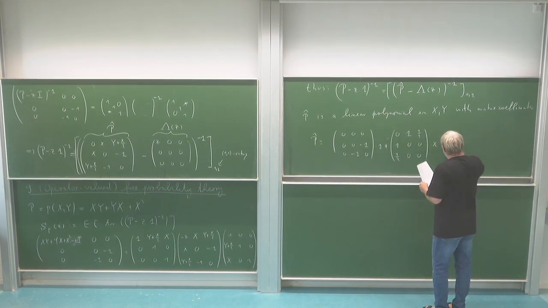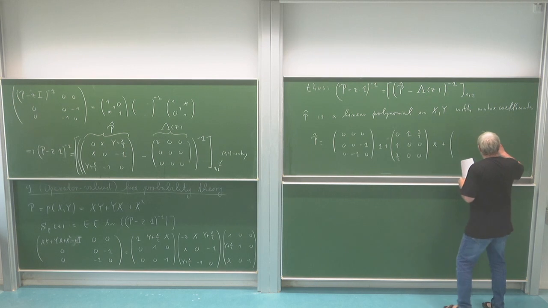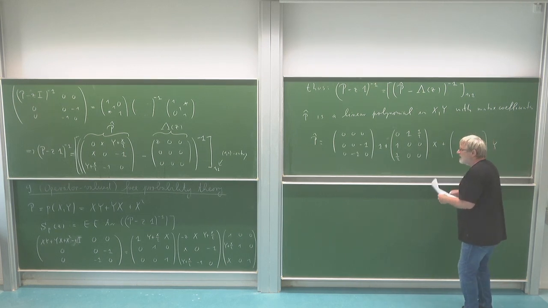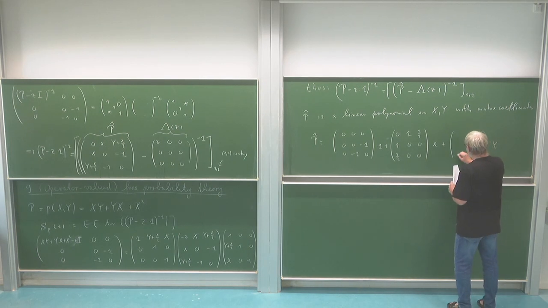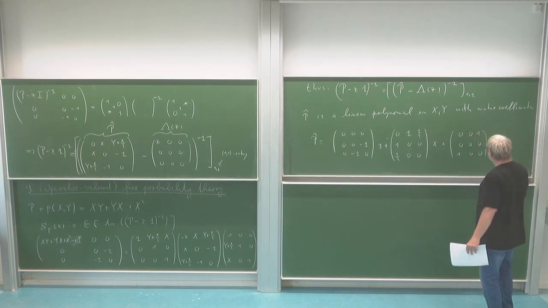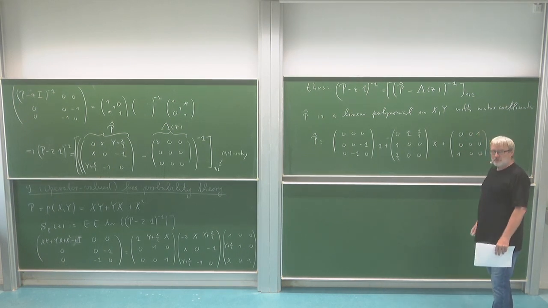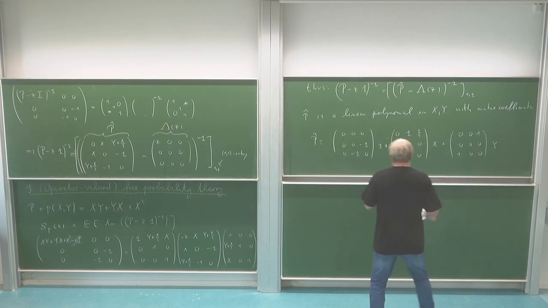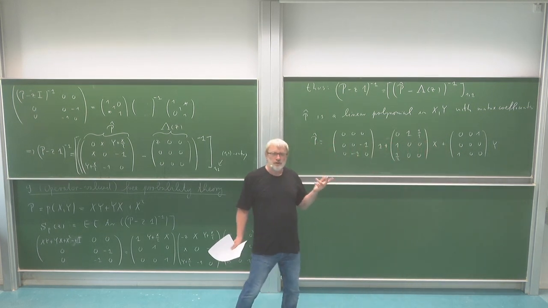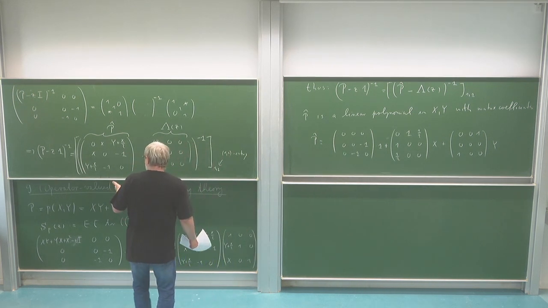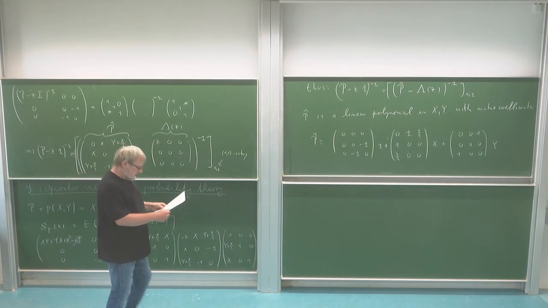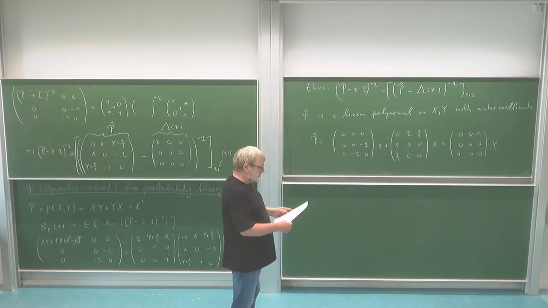And then I also have the y's. Where are the y's? The y's are sitting there in the corner. So here and here. Yeah, everything else is 0. So y here and a y here. So now you see this p hat really is a linear polynomial in x and y, whereas the p was quadratic.